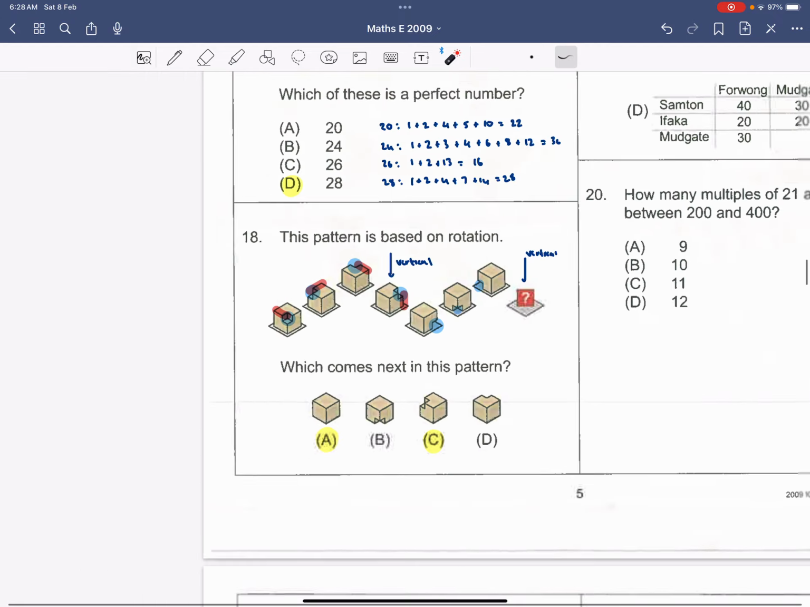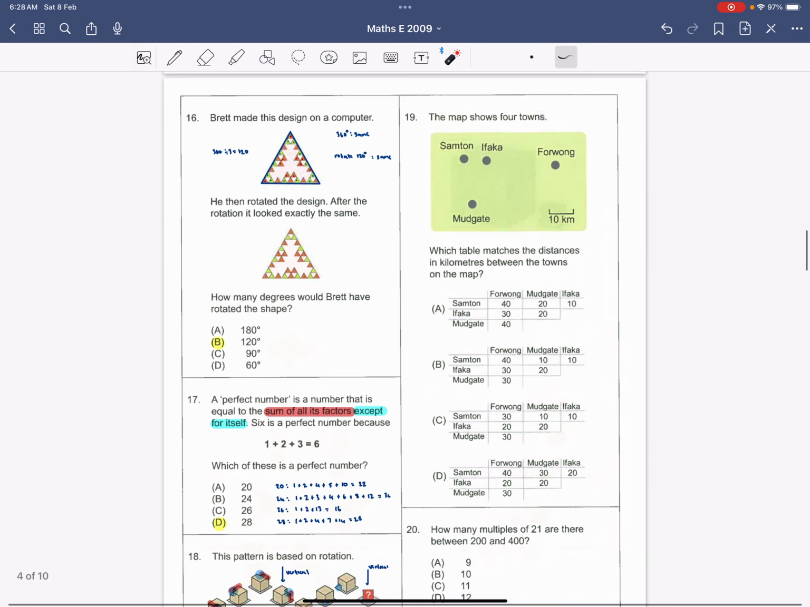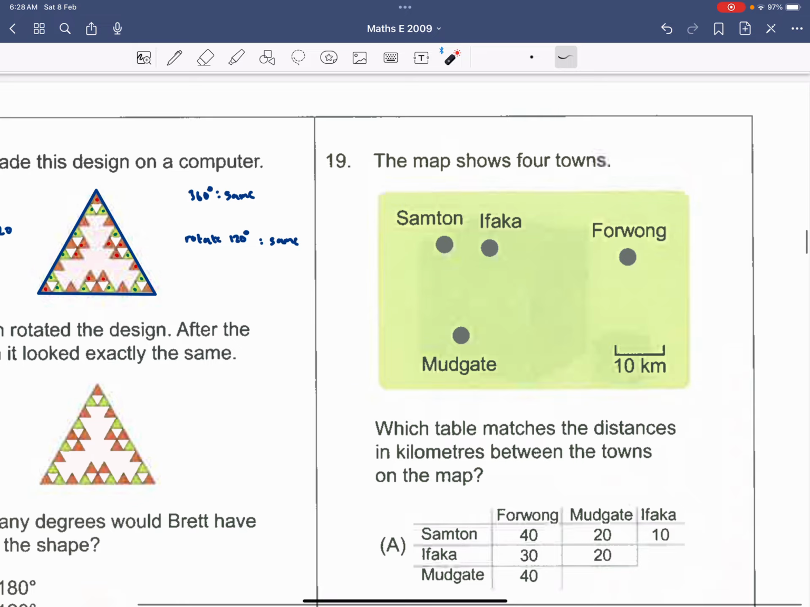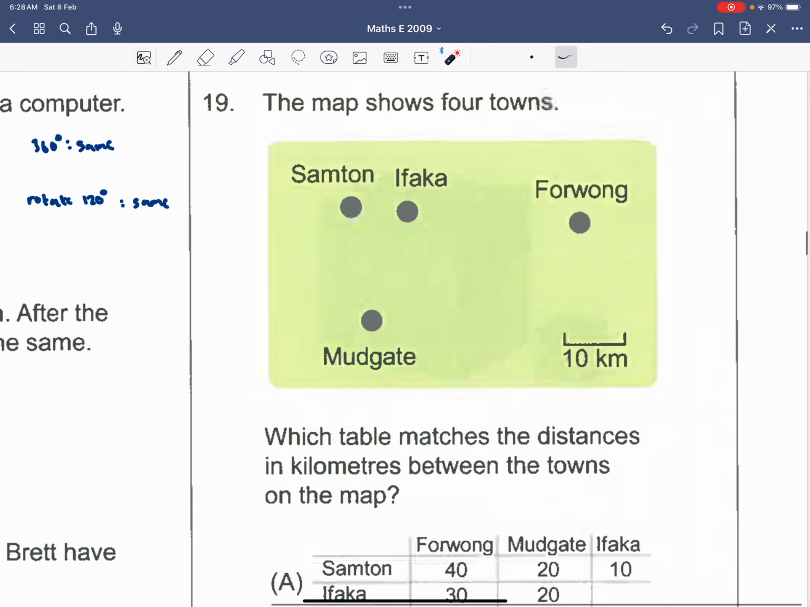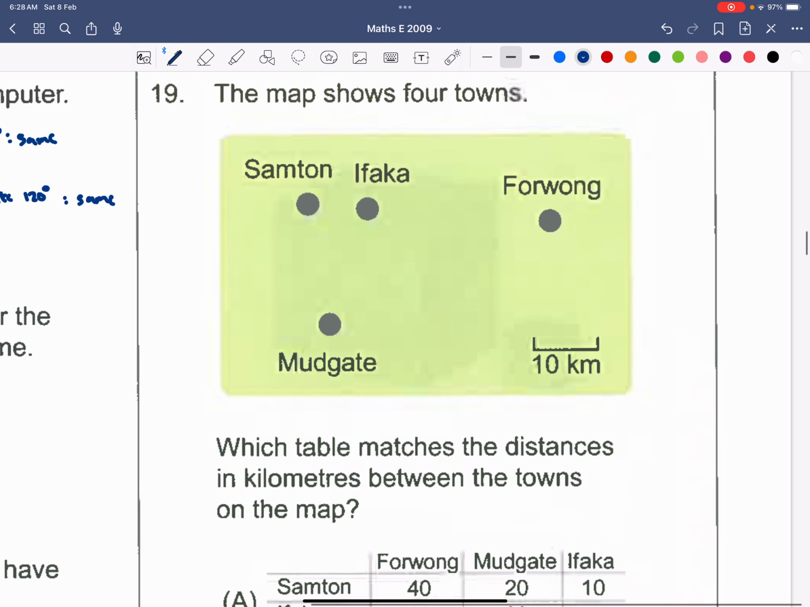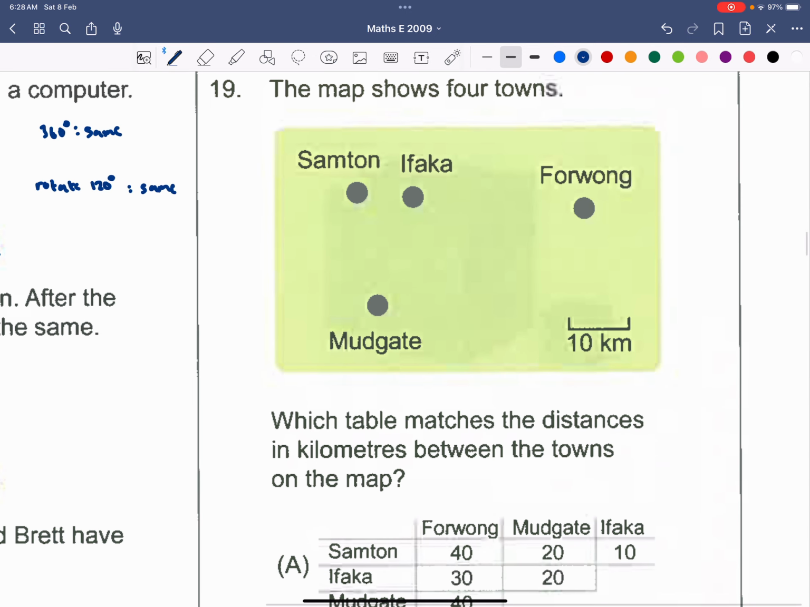Okay? Great. All right, question 19. The map shows 4 towns. Which table matches the distance in kilometers between the towns on the map? We want the distance between the towns on the map. And you'll notice they've given you a scale, so you need a ruler. You'll need somewhat of a ruler to check the scale. Now, I'll do it roughly, but you, again, use a ruler.